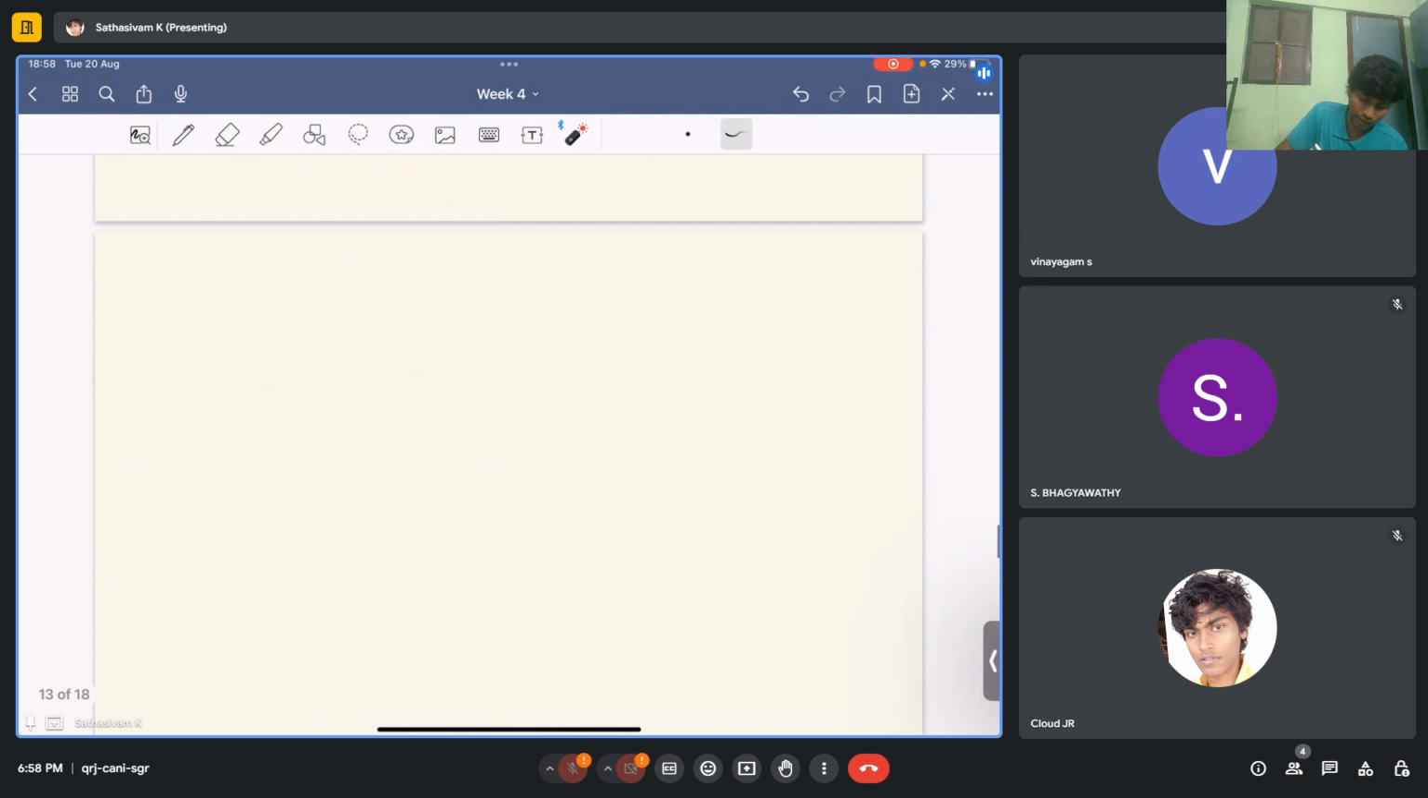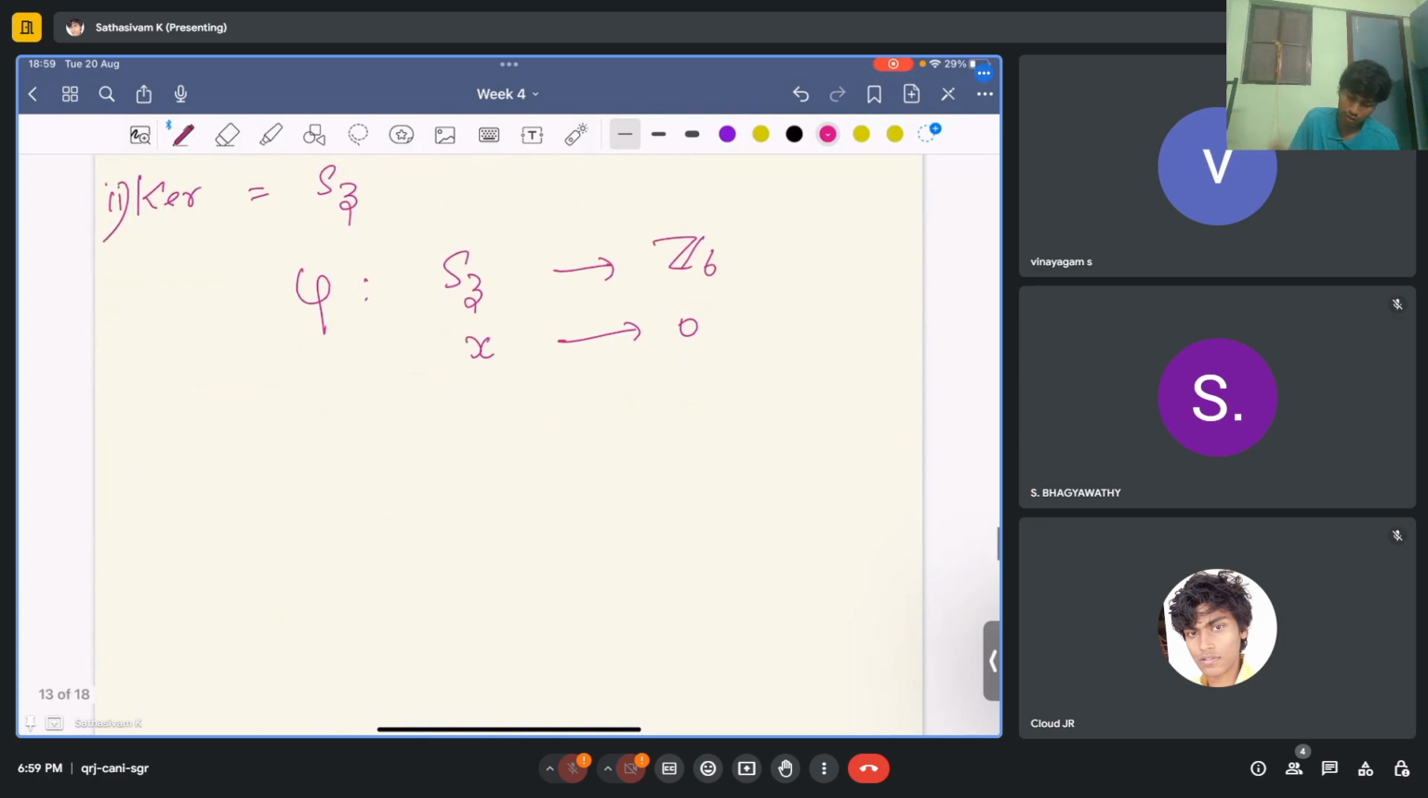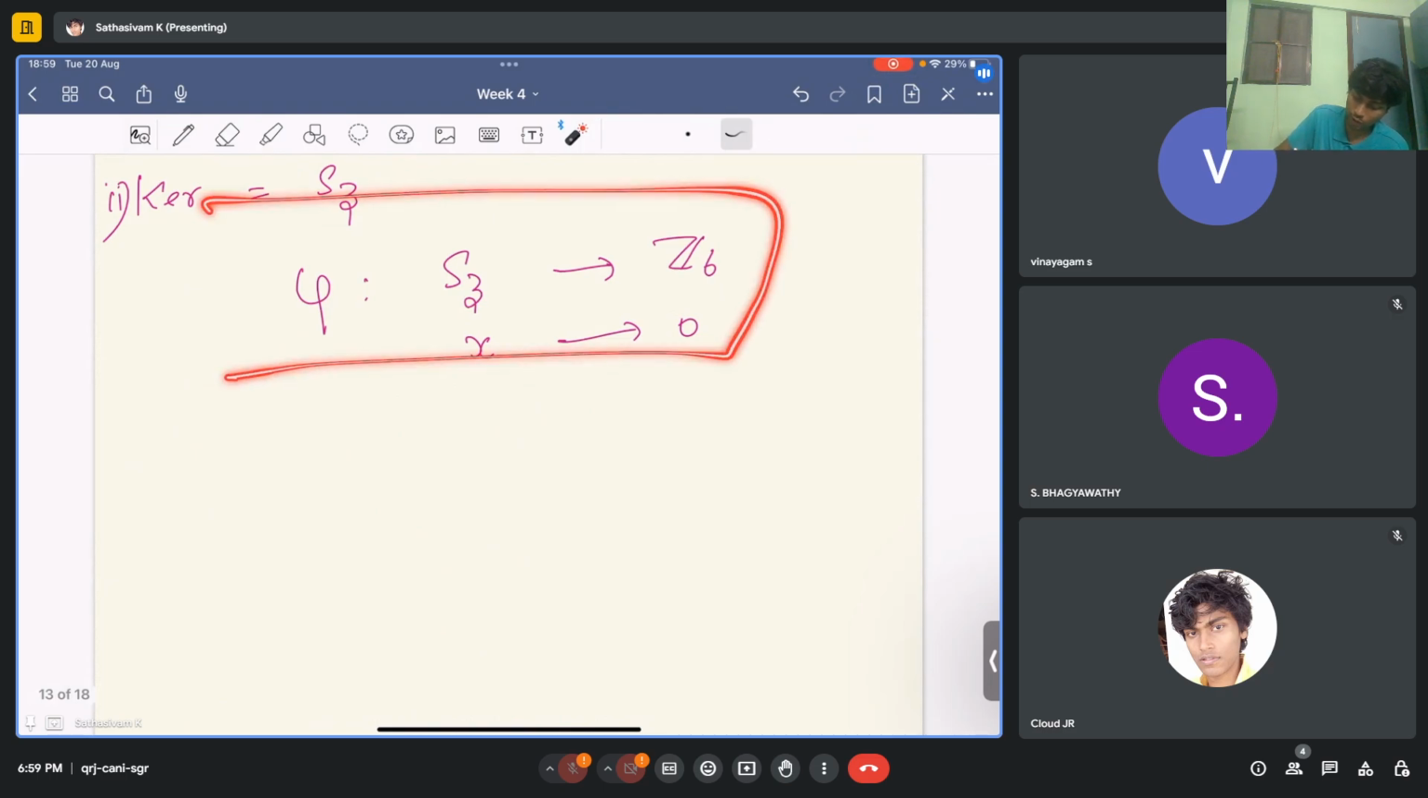Now let's look at the other easy case, the second one. Kernel is actually S3. In this case, what map do you have? This map is basically S3 to Z6. You map any x belonging to S3 to 0, and this map has kernel S3. This is the unique map you have, because the kernel being S3 means every element goes to 0. So this is the only possible map, and this homomorphism always exists. Whatever groups G and H you put, this homomorphism always exists.